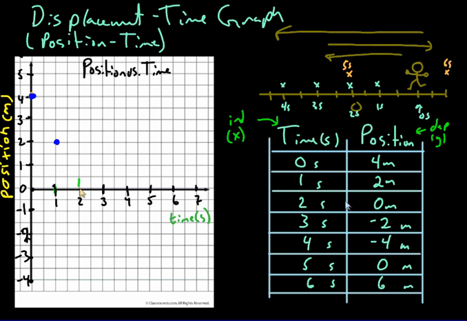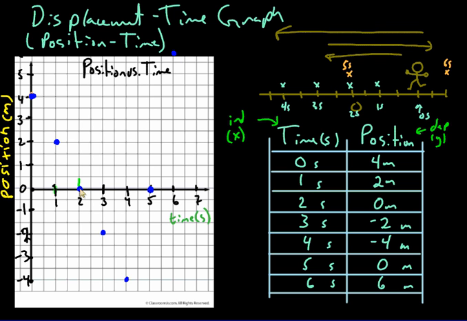Sorry, at 2 seconds, we are at 0 meters. That's better, okay. At 3 seconds, we're at -2. And at 4 seconds, we're at -4, okay? Now that basically creates more or less a straight line. And then we look at 5 seconds, we're all the way back up to 0. And then by 6 seconds, we're at +6. So just right about here, just slightly off our graph.